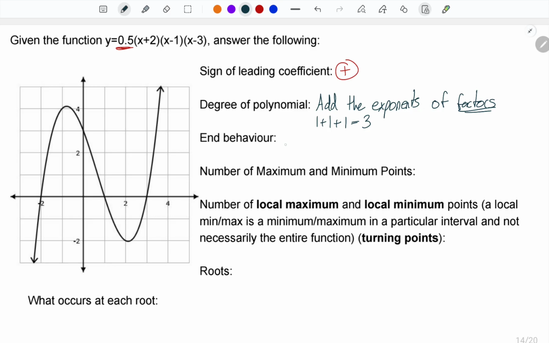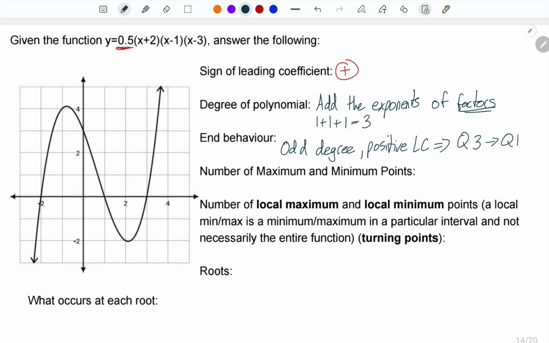So we have odd degree, positive lead coefficient, which means that we're going from quadrant 3 to quadrant 1. Or we can just see that in the picture itself.